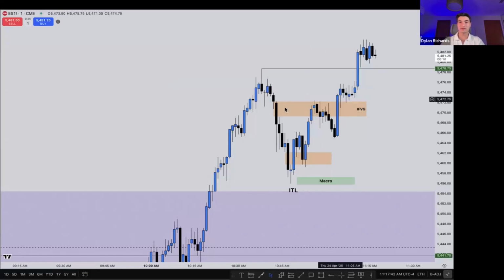Market drops, hits the order block, displaces higher, inversion fair value gap uses it as support, trades through the high, and then hits that rejection block I had. So that was the trade, framing it with an intermediate term low after we had the stop run. Stop run, shift in order flow: a model I'm using almost every single day.